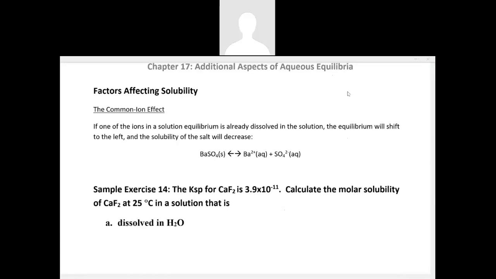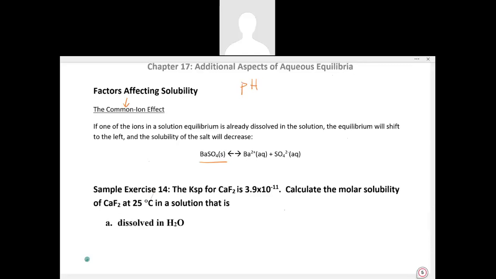In this video from chapter 17, we're going to look at some factors that can affect solubility. When we have these slightly soluble salts, things like having a common ion present, and later we'll look at pH, can also affect the solubility of these types of compounds.